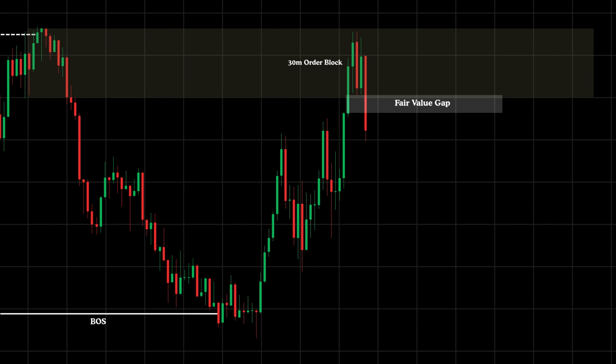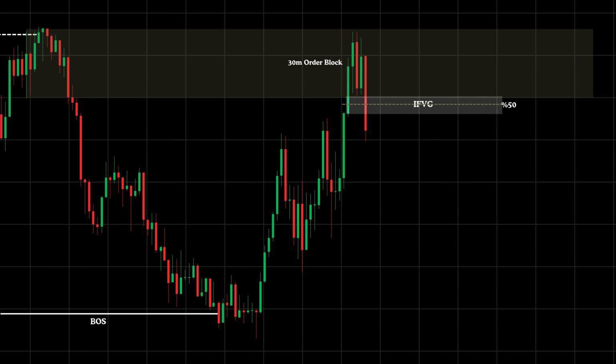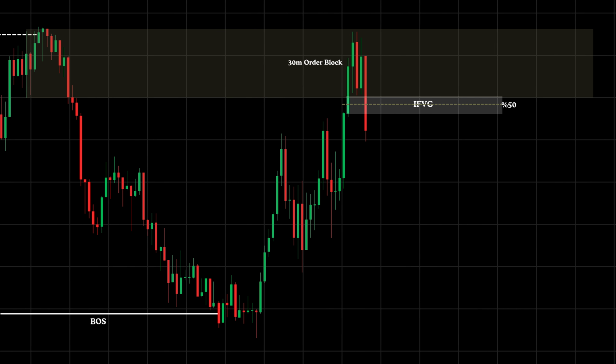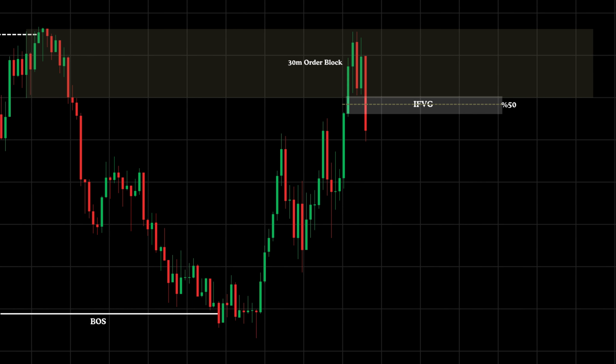Price rejected and simultaneously violated this bullish fair value gap by breaking and closing beneath it, which created an inverted fair value gap. This inverted fair value gap now has a strong chance of holding as new resistance, giving us a clear entry point for a short position. From here, the expectation is straightforward. Price should retrace into the inverted fair value gap before continuing its drop to the downside.